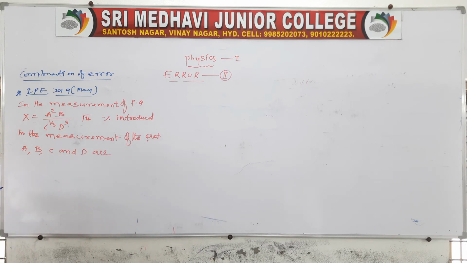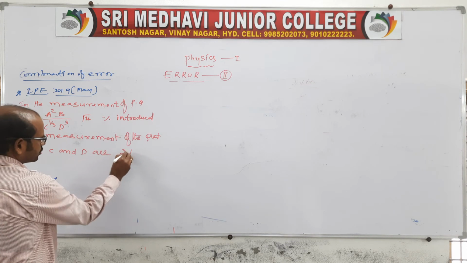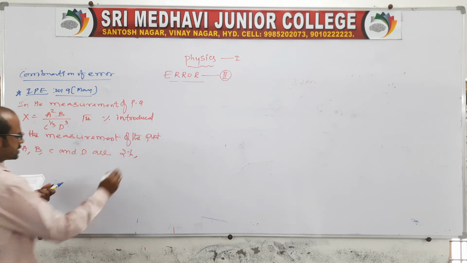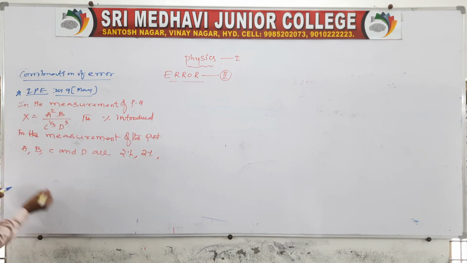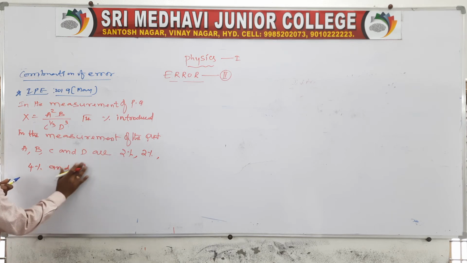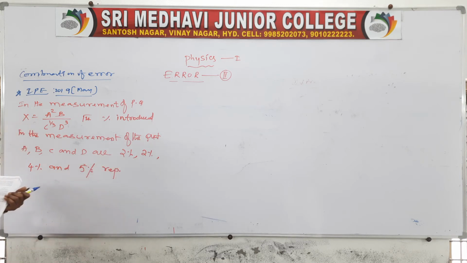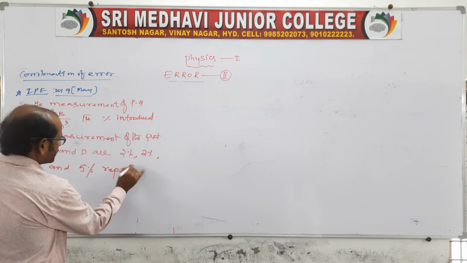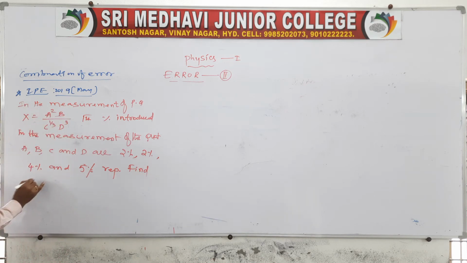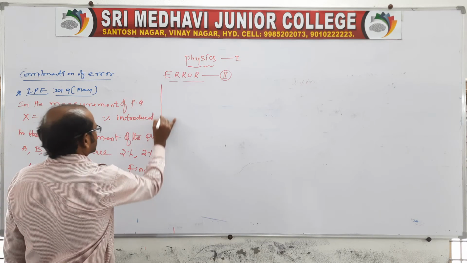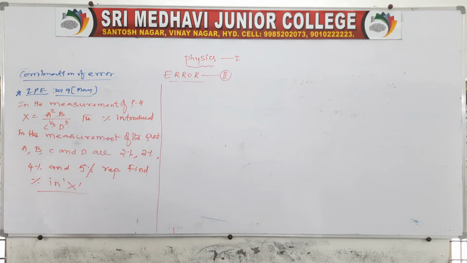For A, the percentage is given as 2%, and B is again 2%, C is given as 4%, and D is given as 5%, respectively. Then find the percentage error in X, this is what is asked. This is the given question. First of all, you read the question carefully, then after that we'll take the solution.